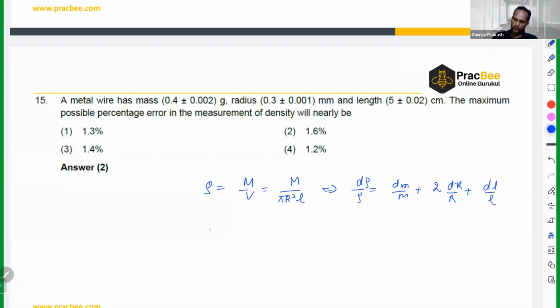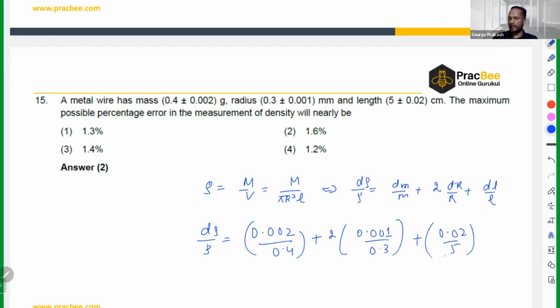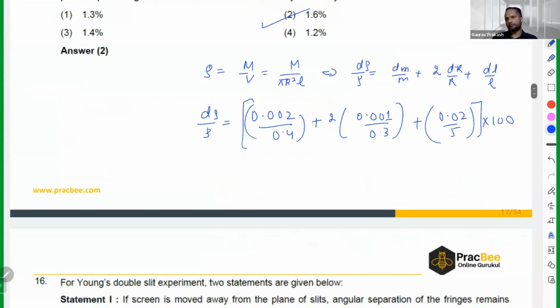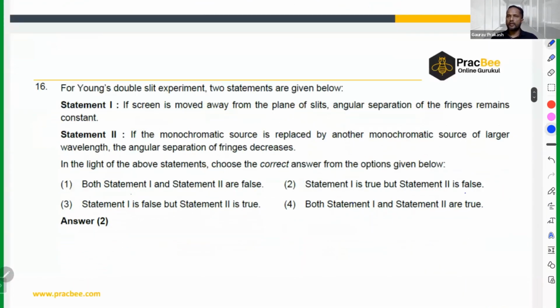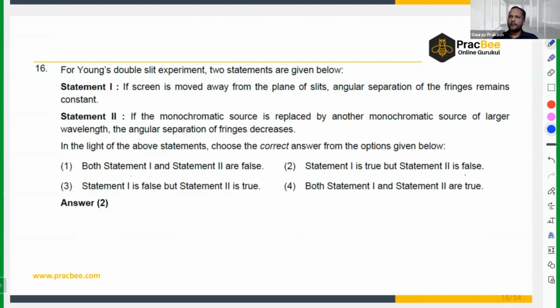So we just have to put in the values here, that is d rho by rho, which is the relative error, equal to 0.002 upon 0.4 plus twice dr, which is 0.001 upon 0.3, plus dl by L, that is 0.02 by 5. And when you simplify this and multiply everything by 100 to get the percentage error, you will get 1.6. So next question is based on Young's double slit experiment.